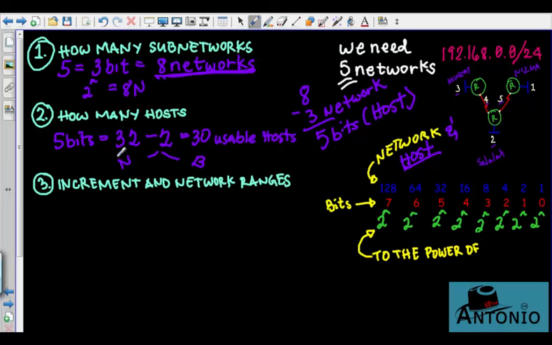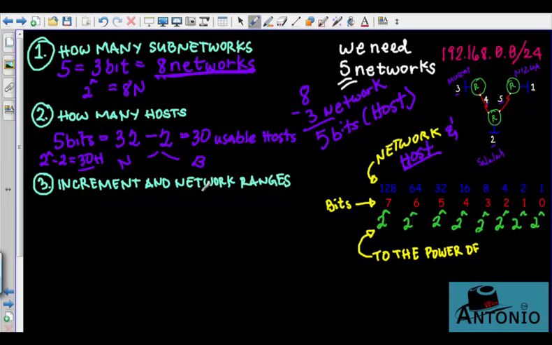Okay, I don't have space here, but we have 5 bits in our host. So 2 to the power of 5 is 32. But I'm going to put minus 2 there, because of the network and broadcast. So we got the answer of 30 hosts. Okay, it's very simple. 2 to the 5th is 32. We minus 2 from it to get the total number of usable hosts.